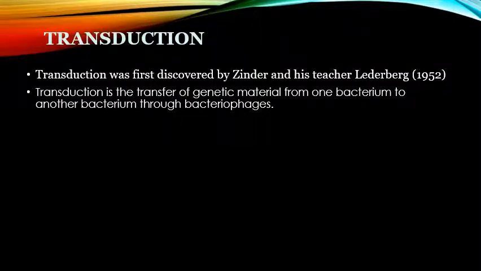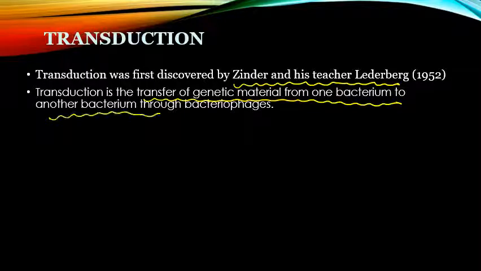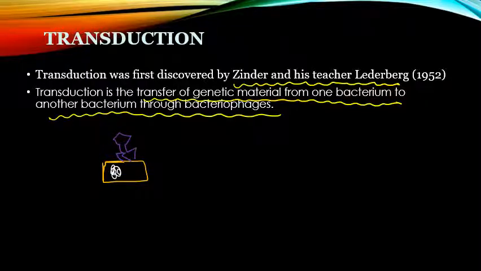Coming to transduction. Transduction was first discovered by Zinder and his teacher Lederberg in 1952. Transduction is the transfer of genetic material from one bacterium to another bacterium through a bacteriophage. Let me explain: suppose this is a bacterial cell, and this is its chromosomal DNA. Now here comes a bacteriophage. Bacteriophages are basically viruses that eat bacteria. This is what we call a bacteriophage.